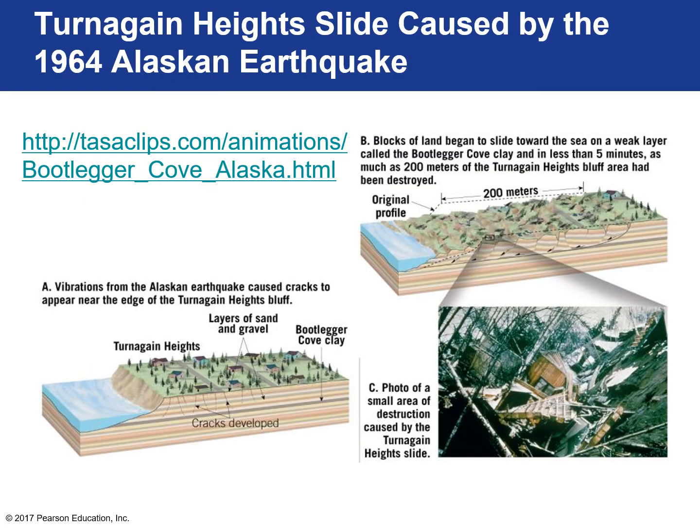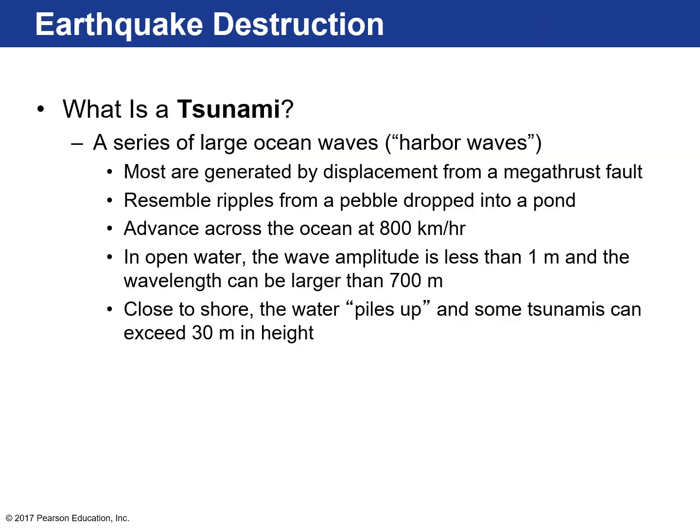Okay. Here, this is the Turnagain Heights example. This was an earthquake in Alaska, and that caused a mass wasting event, or a slide, to occur. If you watch this animation, it's kind of cool. There's a layer of saturated material underneath this pretty nice development in Alaska. And what happened is that as the seismic waves propagated through the crust and came into this area, it caused all this material to move over 200 meters, and it caused massive destruction. So you can check that out.